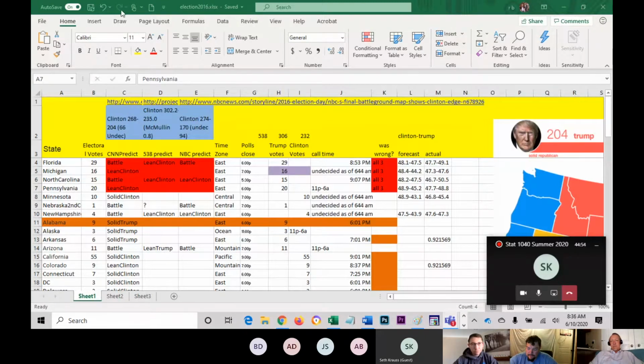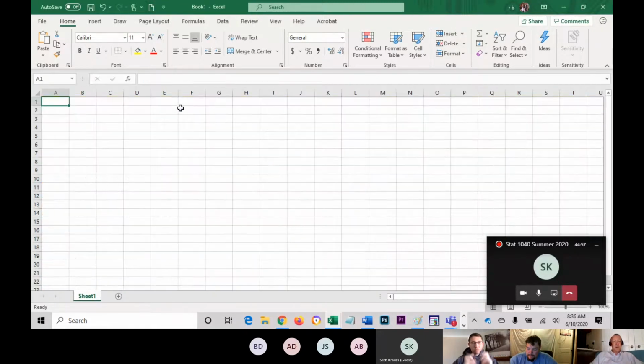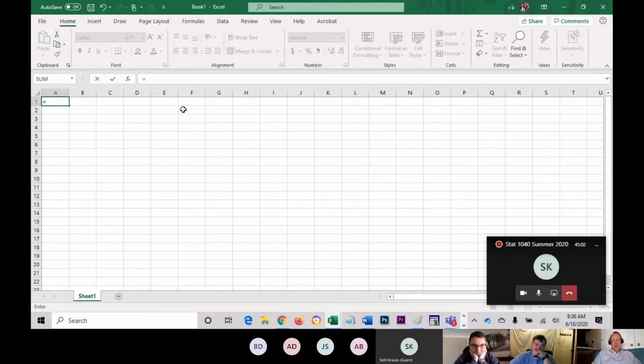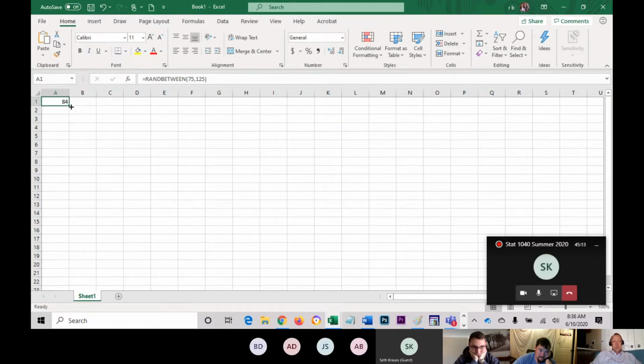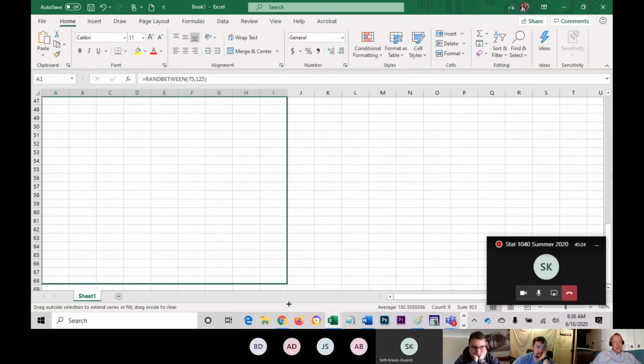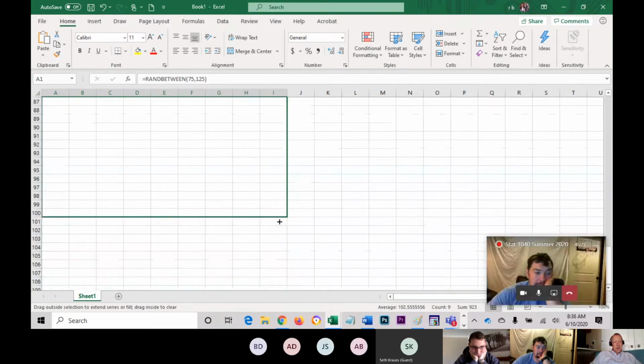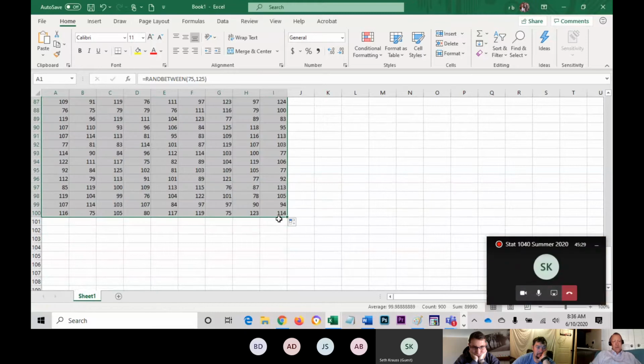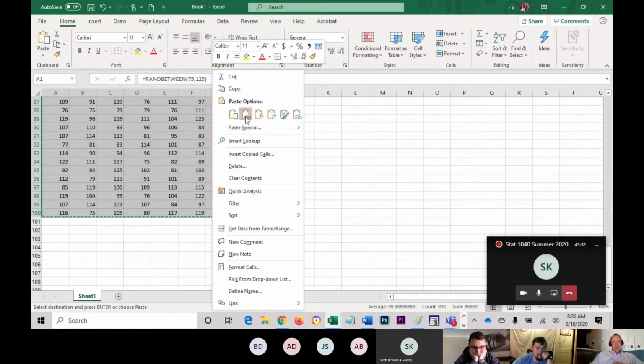One other thing that we could do, I'd probably have to do it again here. This would be a really interesting thing, so I'm just going to do it again. You remember last time when we did the simulation of the IQ scores? I'm going to do that again. Random numbers between 75 and 125, 1, 2, 3, 4, 5, 6, 7, 8, 9, and we're going to go down 100 rows. Okay, so we've got a school of 900 students.